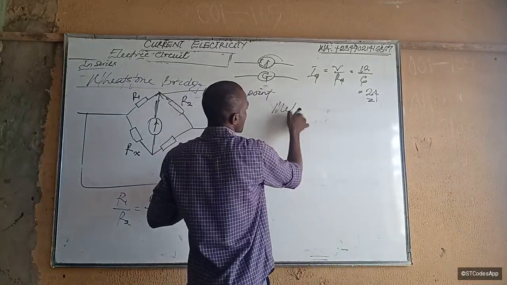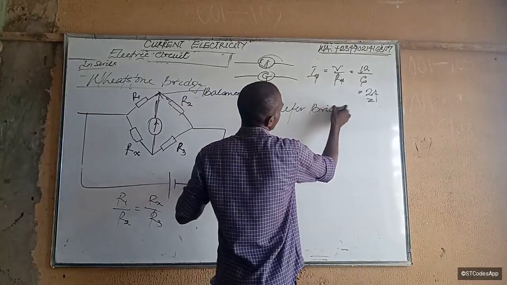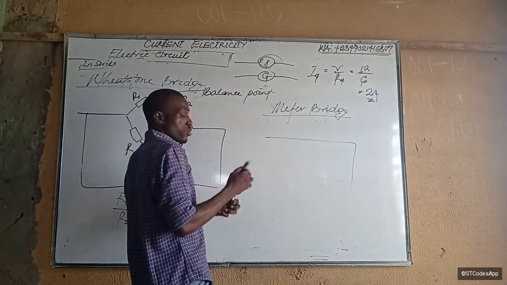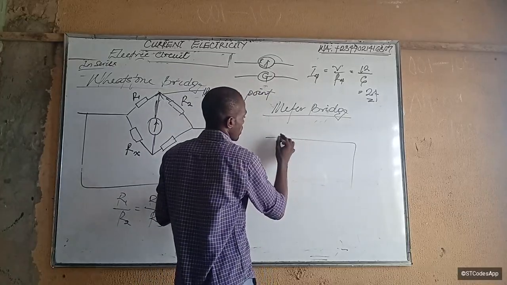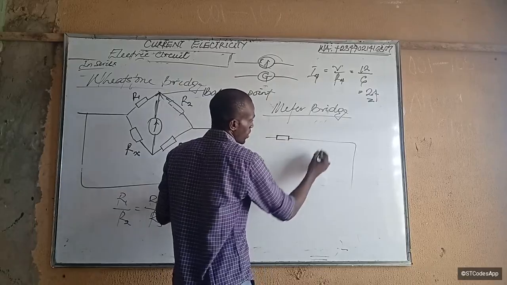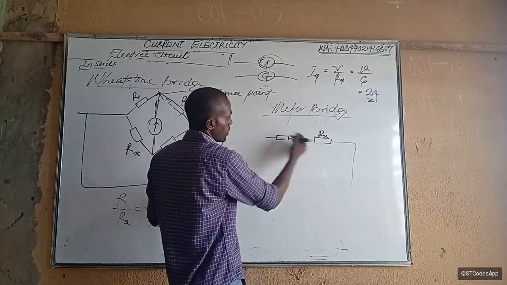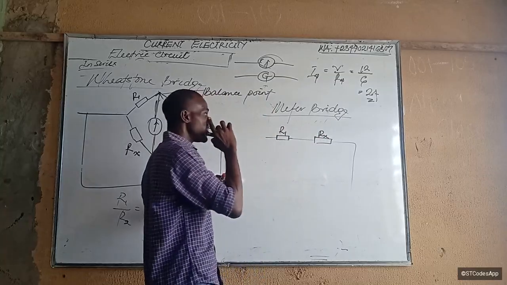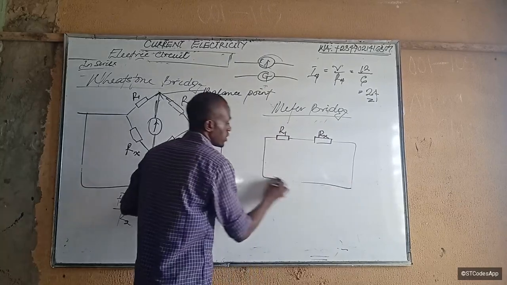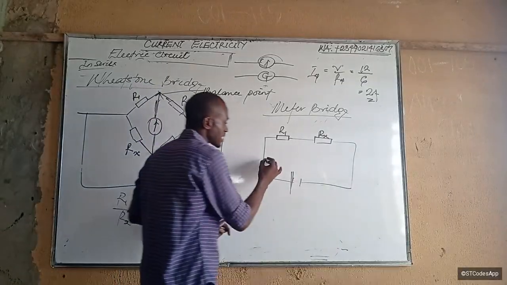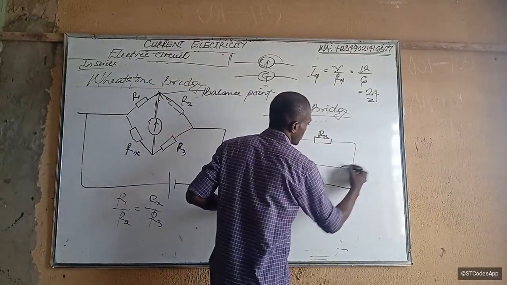With the meter bridge, what we have is our components. You want to calculate resistance. You keep a known resistor here. Then the resistor whose resistance you want to calculate, you keep it here. That one is Rx, and this one, R1, you already know. Then your battery or your power source.